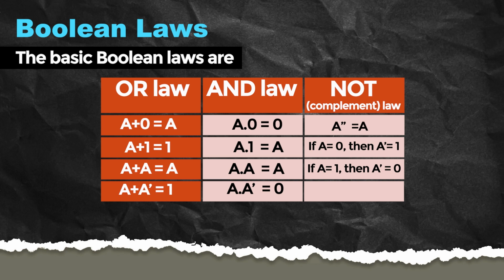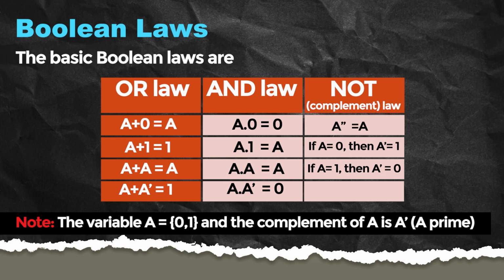And the last row, A plus A bar is equal to 1, and A dot A bar is equal to 0. So, the variable A can have two values, that is 0 and 1, that is logic low and logic high, and which forms a part of the set S.